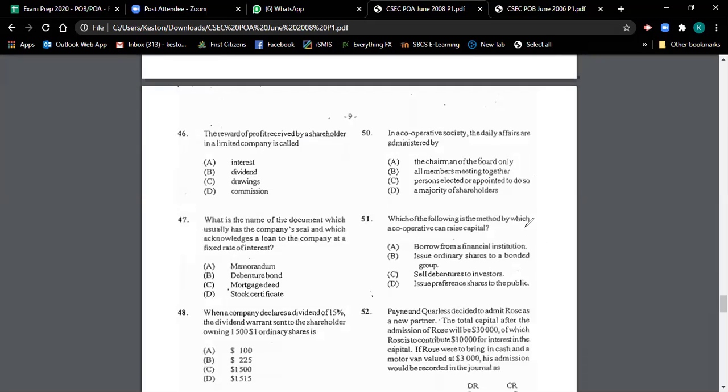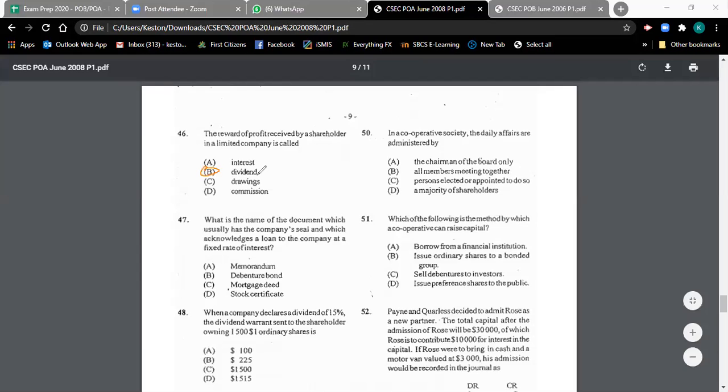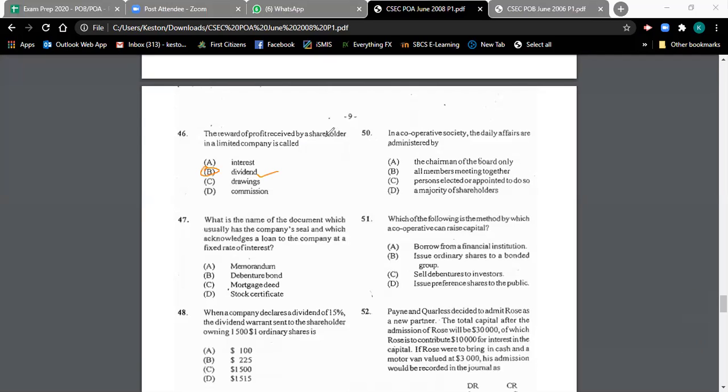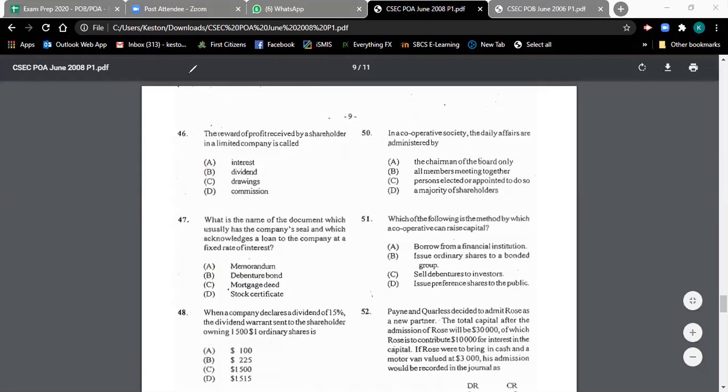46. The reward of profit received by a shareholder in a limited company is called B, dividends. You all know this one. 47. What is the name of the document which usually has the company seal and acknowledges a loan to the company at a fixed interest rate? Shania, your favorite. Debenture. Good job, Avisha. Well done, Ariana.